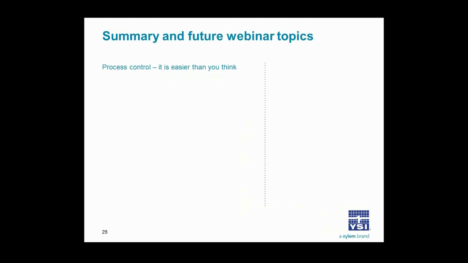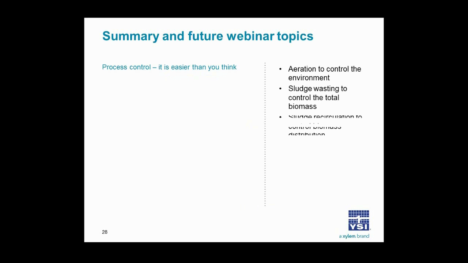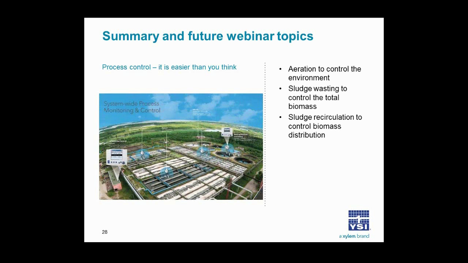So to summarize today's webinar and talk about future webinar topics: process control is easier than you think. It is a matter of using aeration to control the environment, sludge wasting to control the total biomass, and sludge recirculation to control biomass distribution.